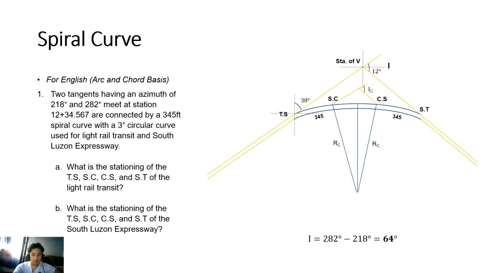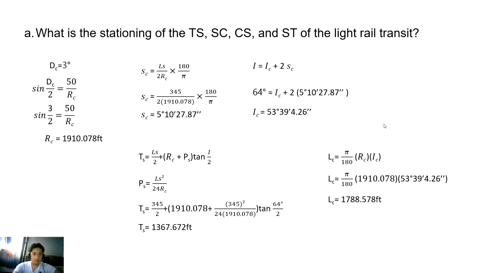So, as usual, para makuha natin yung I, gumamit tayo ng minus sa 282 na azimuth at 218. So, nakuha natin yung 64 degree. Then, next, para sa A, kukunin natin yung stationing ng TS, SC, CS, and ST of the light rail transit. So, ito, since English na siya, tapos LRT, so chord siya, gagamitin natin basis ay chord, and ang system na gagawin natin na English system. So, ang DC natin dito ay 3 degree.